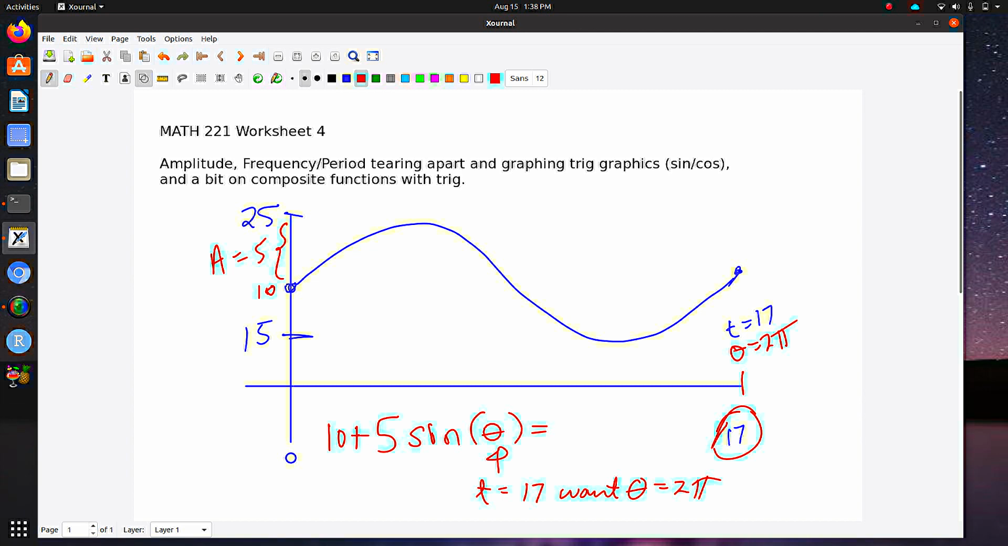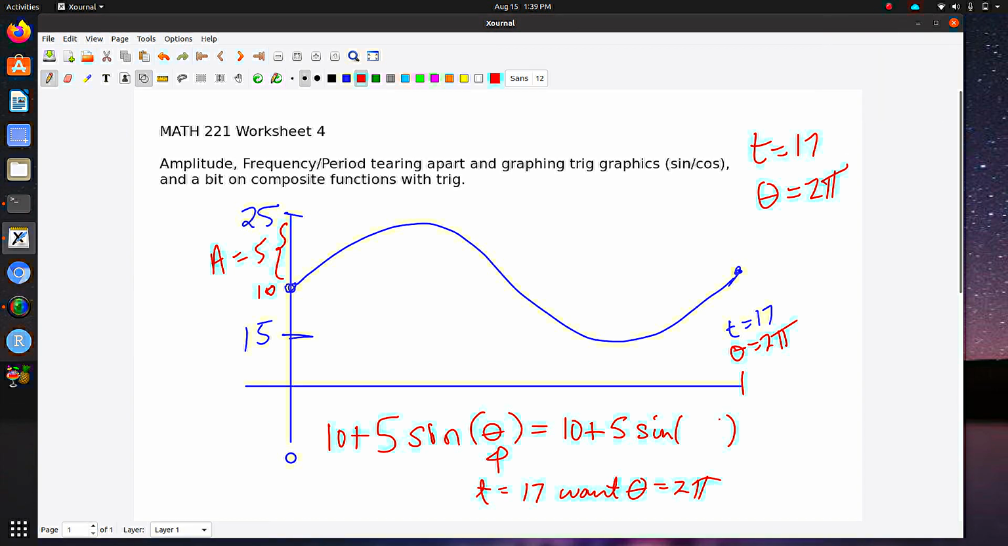So I'm halfway there. And now I just need to figure out how to mess with this, so I'm going to convert to t's instead of using theta. So it's going to be 10 plus 5 sine of something here, right? I'm going to put t in. t is going to be 17. How can I make sure that if I let t equal 17, then this expression has to be 2 pi? How will I do that?